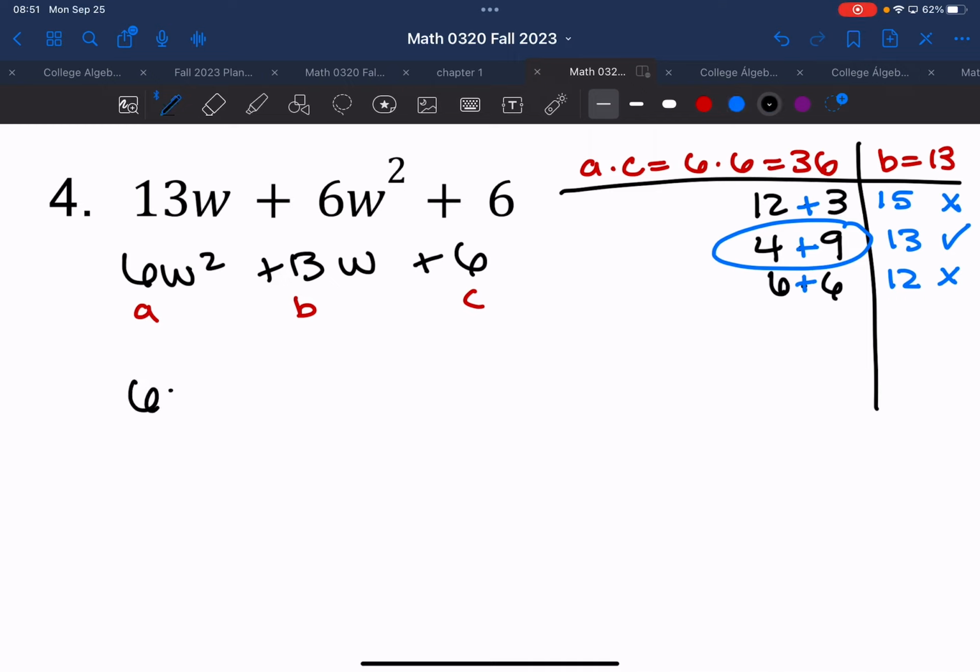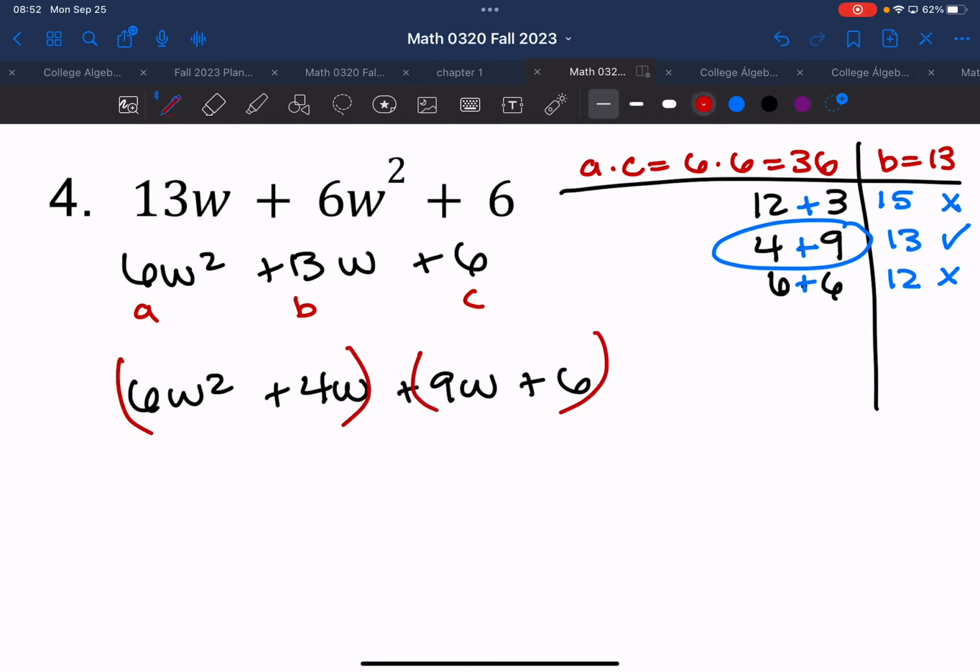So I'm going to do 6w squared plus 4w plus 9w plus 6. And then do my factor by grouping. What would be a GCF I could take from the first parentheses? 2w, and I'd be left with what? Plus 2. Good, because 6 divided by 2 is 3. W squared divided by w is w. And 4w divided by 2w is 2 because the w's cancel out.